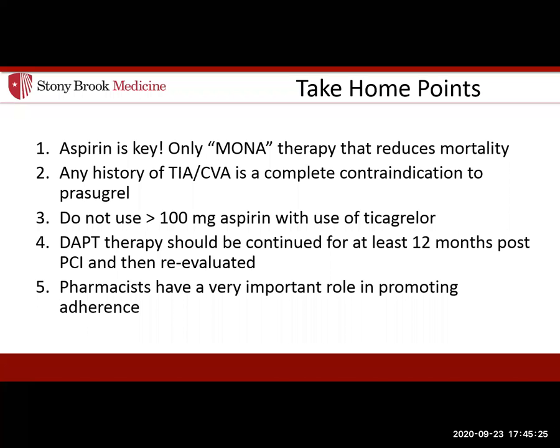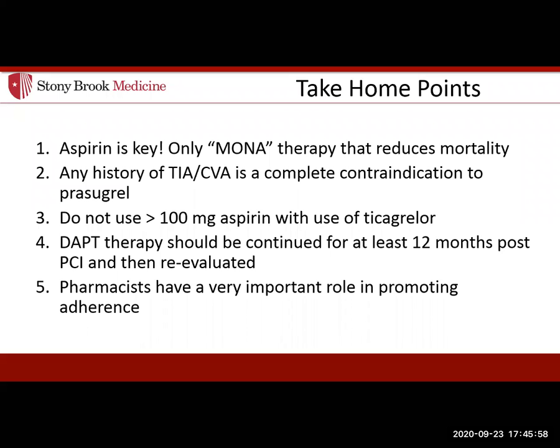So just some takeaway points for this presentation. We want to stress that aspirin is key. When we go back to our MONA chart at the beginning, this was the only therapy that helped to reduce mortality of our patients. We also need to emphasize that any history of stroke in a patient is a complete contraindication to prasugrel. We have seen that doses of over 100 milligrams of aspirin with ticagrelor can decrease its antiplatelet effects, so we want to see a maximum of 81 milligrams with ticagrelor use.